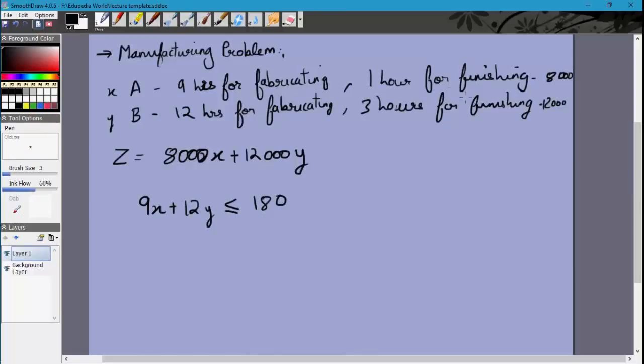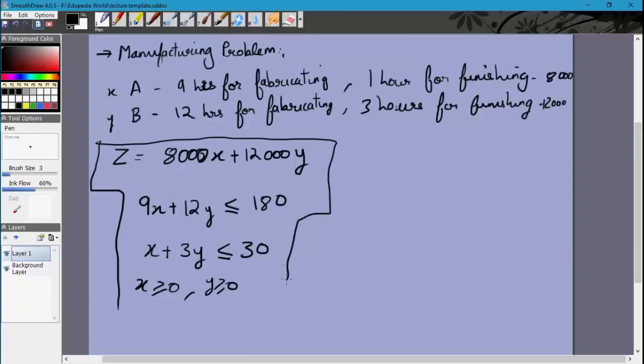And we are also given that for finishing, the total number of hours available are 30. So it has to be done in less than 30 hours. That means 1 hour for finishing X plus 3 hours for finishing B, that is 3y. And this has to be less than equal to 30. And obviously X greater than equal to 0, Y greater than equal to 0. We will assume this even when it's not given, because in this case it's quite obvious the number of cars has to be greater than 0.